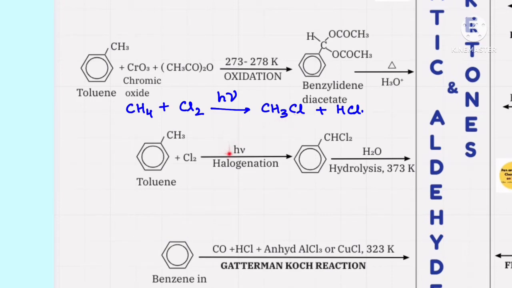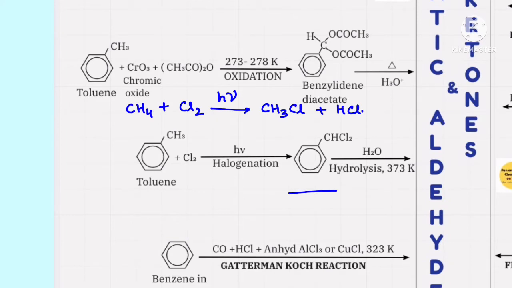So that means when I am carrying out this reaction in the presence of light, there will be no substitution in the ring. Instead, it is the side chain which undergoes a replacement or substitution reaction. So we have the product C6H5CHCl2. You can name this compound according to the IUPAC system to give yourself a practice, right?